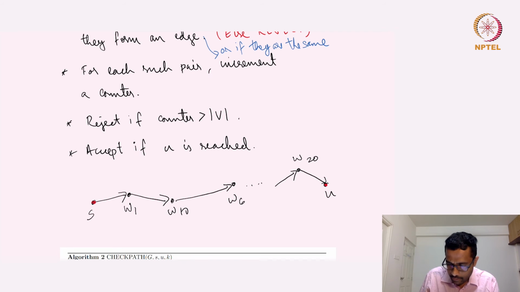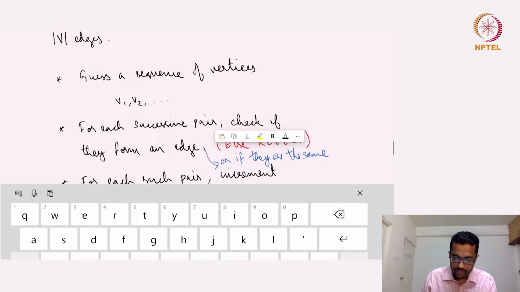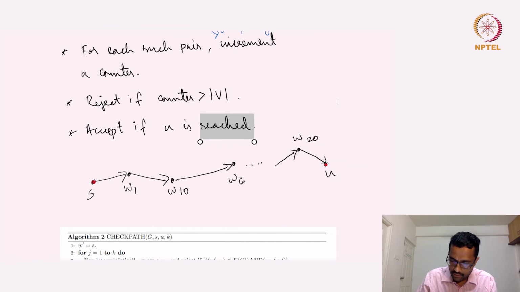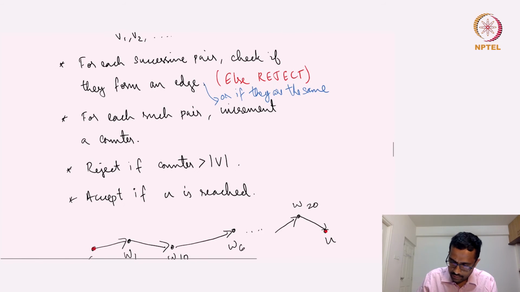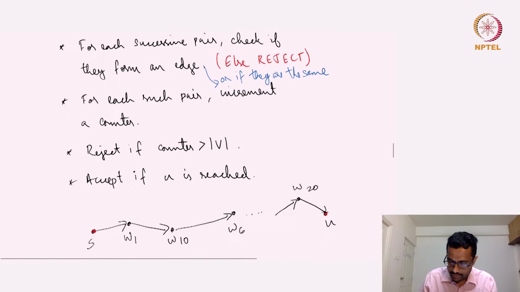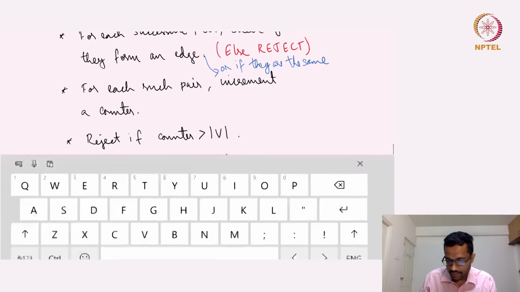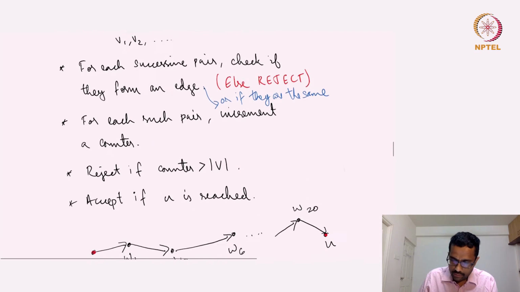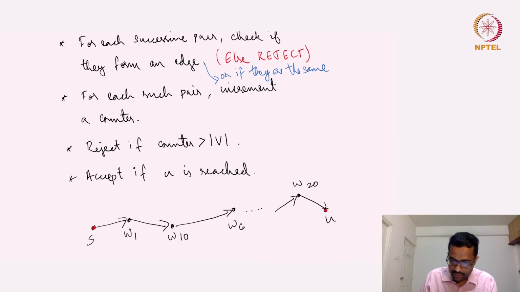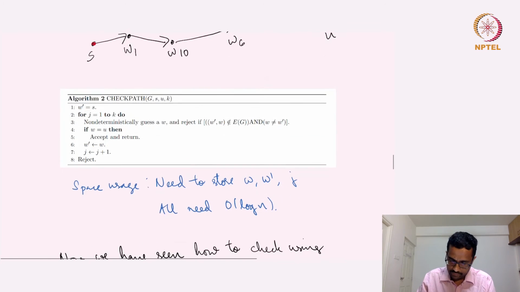We just guess a sequence of vertices. Let's say W1, W10, W6, something like that. And we keep moving ahead, and we check if we reach U at any point. So what we do is, we guess a sequence of vertices. Let's say W1, W10, something. For each successive pair, we check whether it forms an edge.